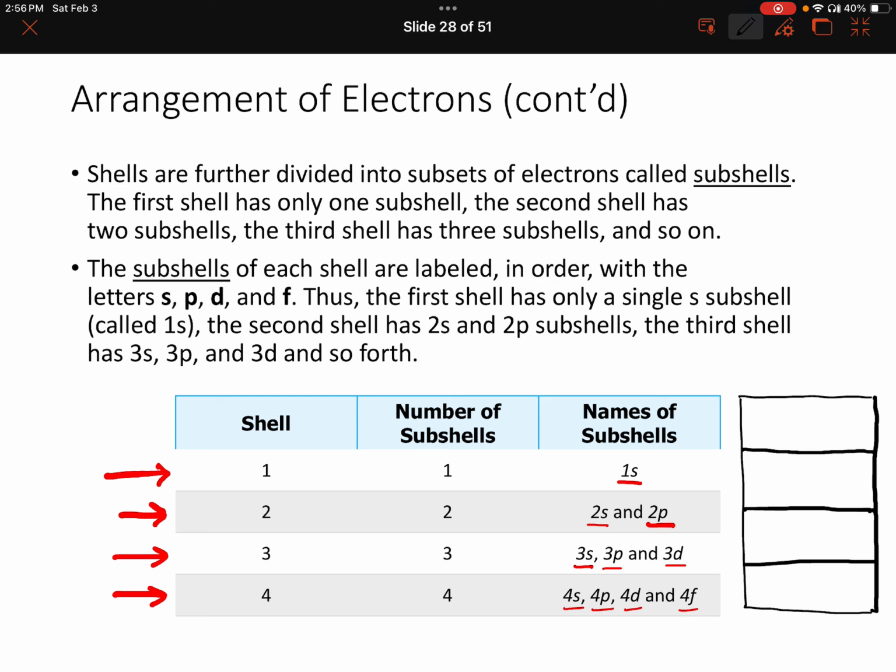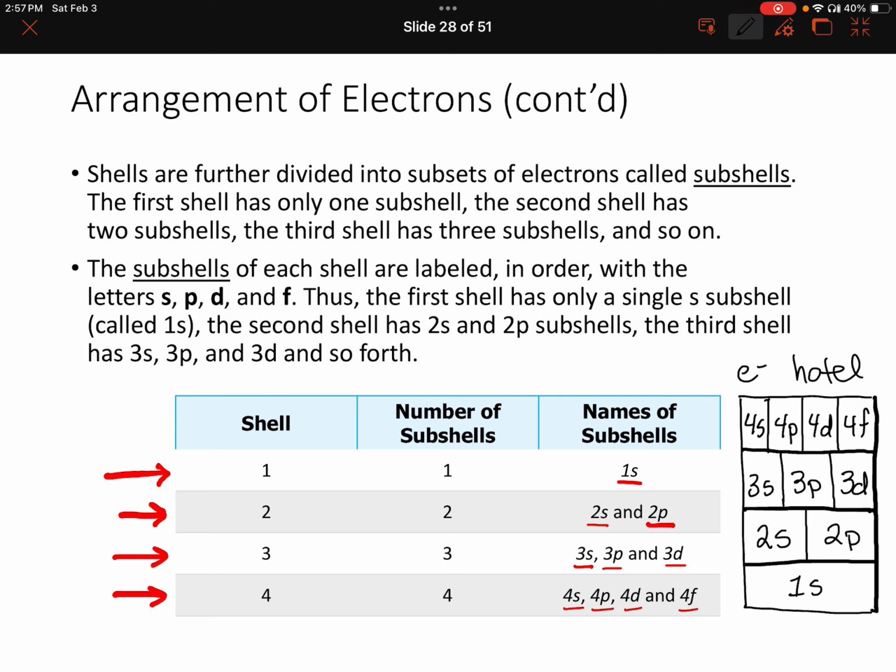So on the first floor of our electron hotel, we just have one room, and that room is 1s. And on floor 2, we have 2 rooms, 2s and 2p. On the third floor, we have 3 rooms, 3s, 3p, and 3d. And on the fourth floor, we have 4 rooms, 4s, 4p, 4d, and 4f.